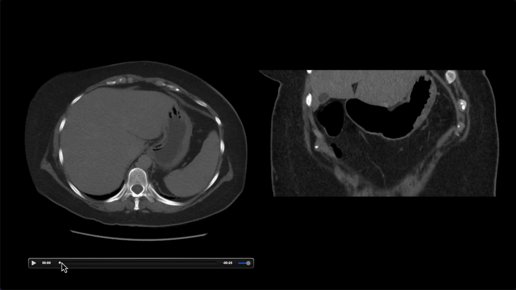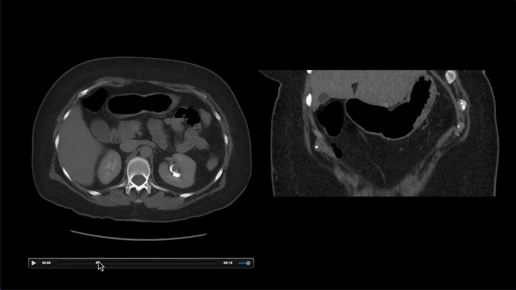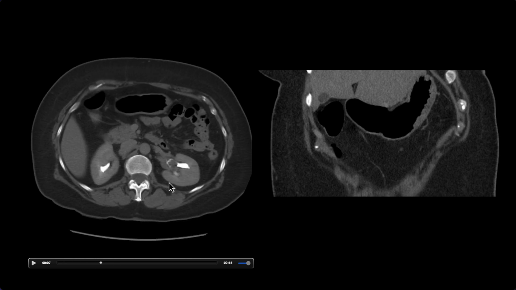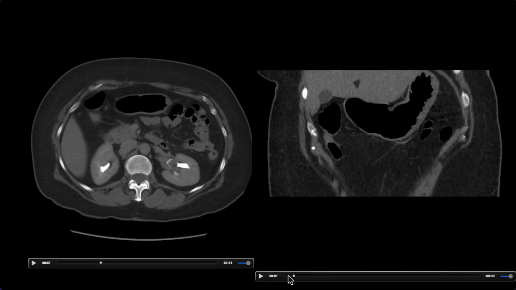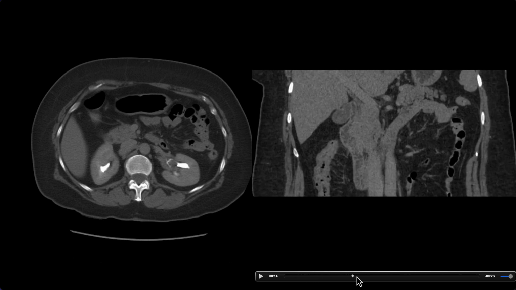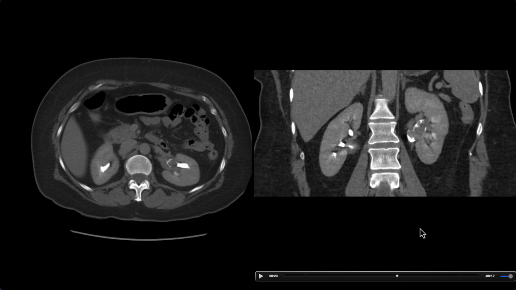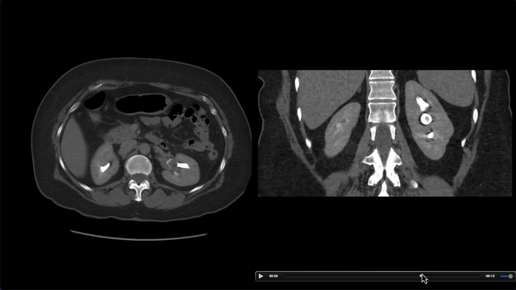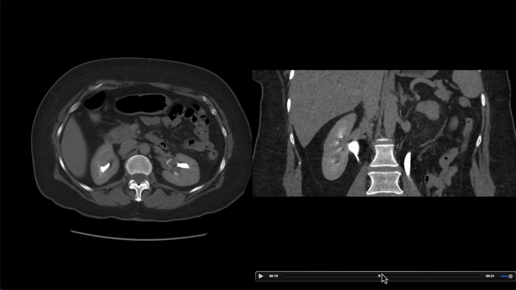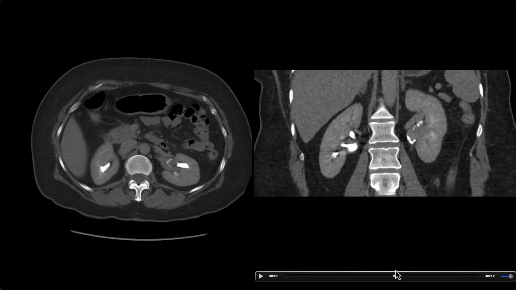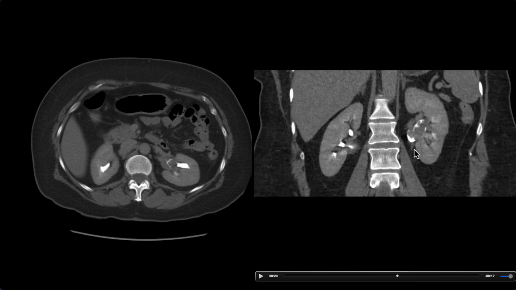Well, fortunately, we did have a delayed phase in this case, which nicely shows that nodular tumor as multiple filling defects. So I think this case does show the nice complementary role of looking at the nephrographic phase for abnormal enhancement and also using the excretory phase to confirm the presence of filling defects and properly raise the concern of tumor, which was confirmed in this case.